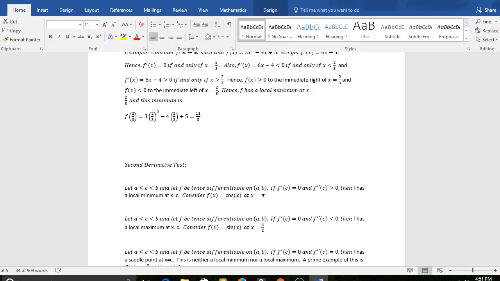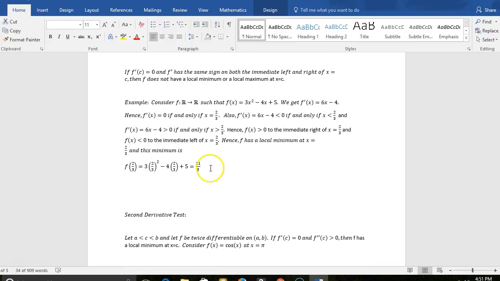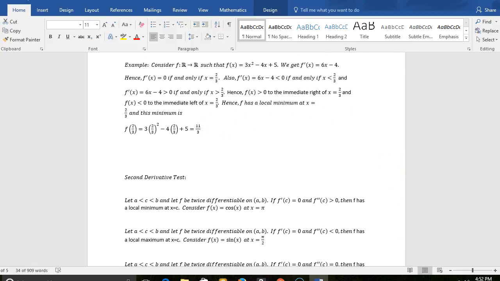Now what is the minimum? X equals 2/3. That's the domain value that we're located at. What is the minimum value, aka the y value of the minimum? You have to plug 2/3 into f right here. F of 2/3 is all this stuff right here. Plugging 2/3 into this, you get 11/3. Okay. So moving on. That was the first derivative test.